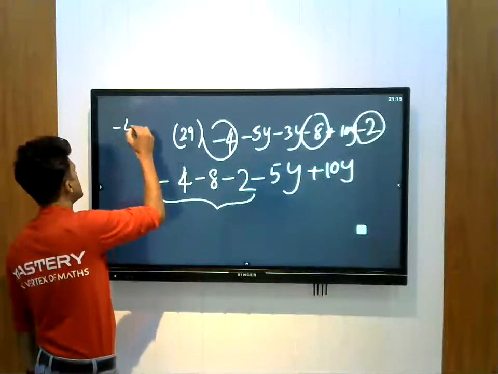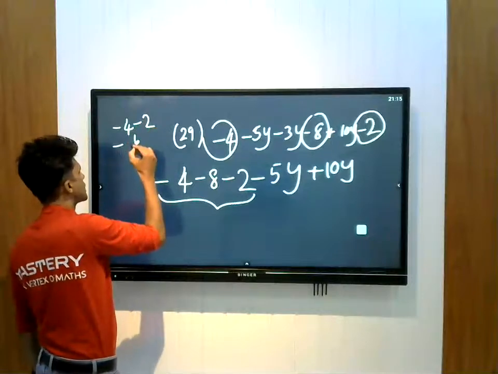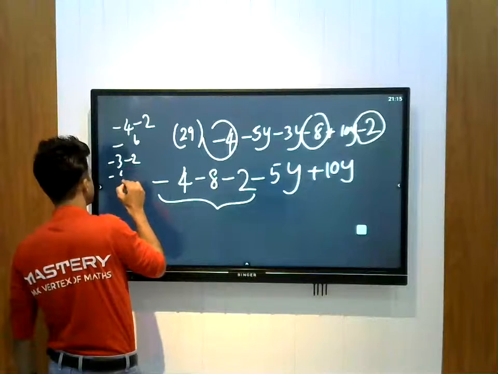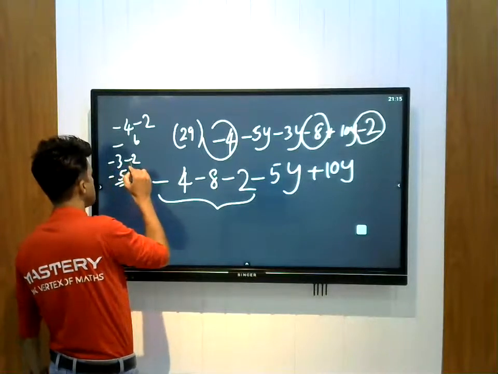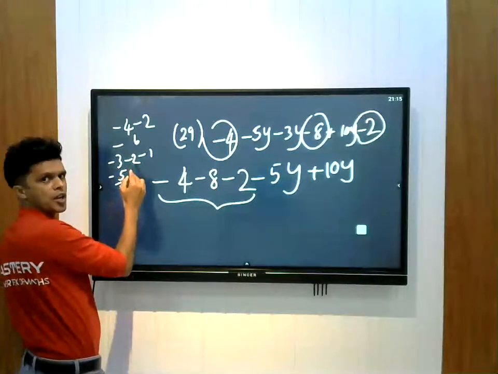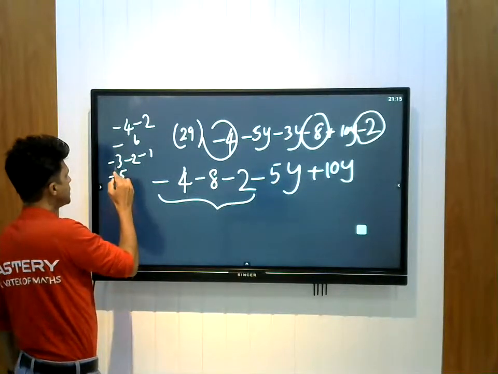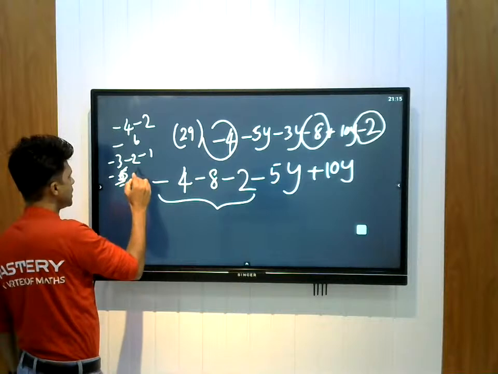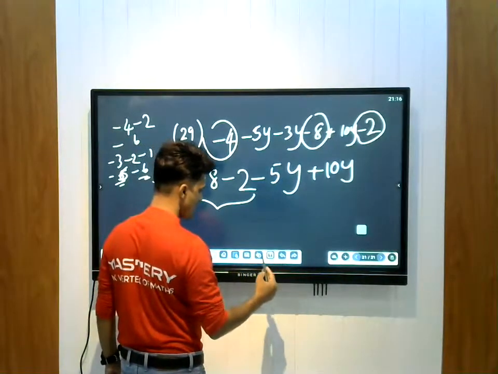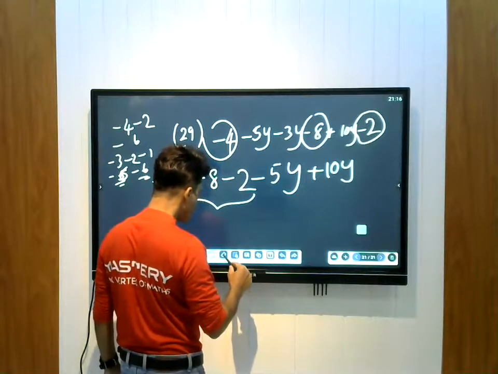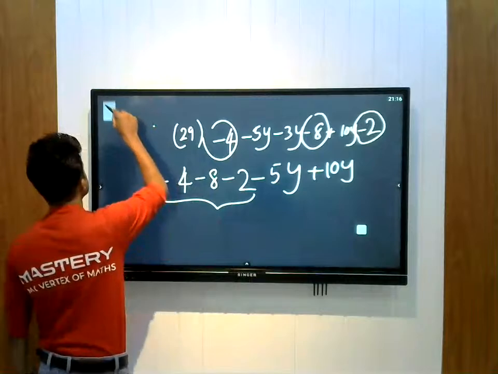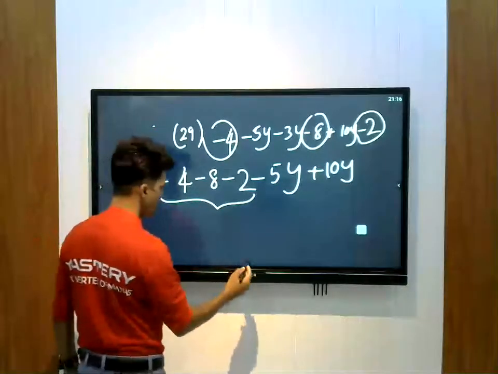Previously you learned that minus 4 minus 2 is minus 6, minus 3 minus 2 is minus 5. Likewise, minus 3 minus 2 minus 1, then what should be the answer? Minus 6 is the answer. Likewise, you are able to add these digits.